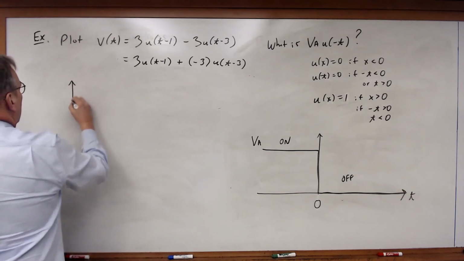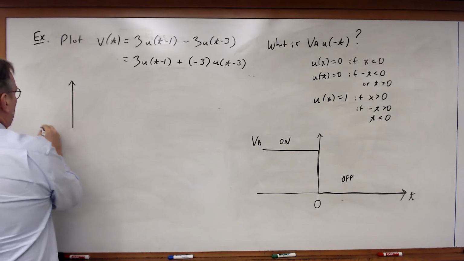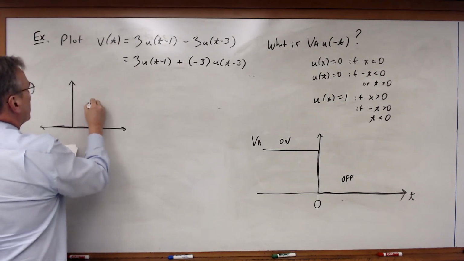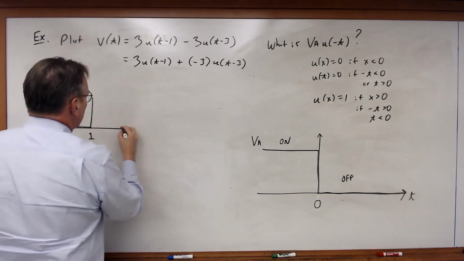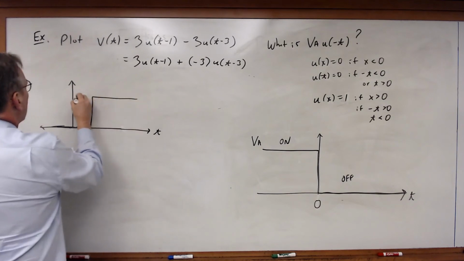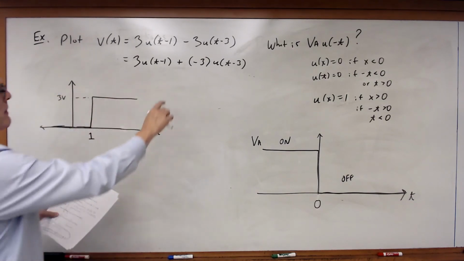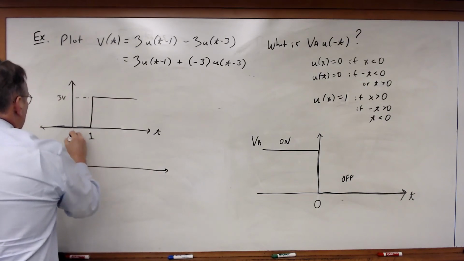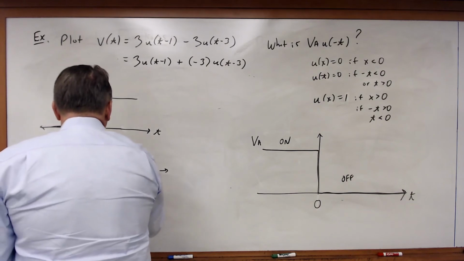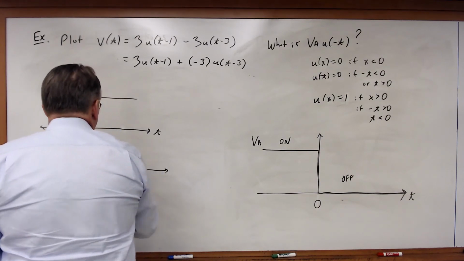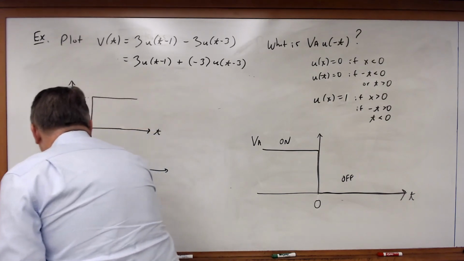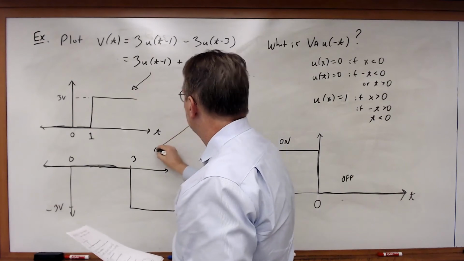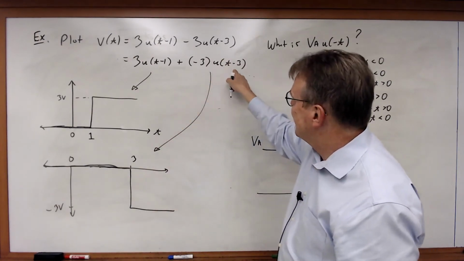And one of them is going to look like this. I've got a voltage that is off until it gets to time t equal 1 second, and then goes to a value of 3 volts. And then I've got another voltage which has a value of 0 until it gets to a value of 3 seconds, and then goes to minus 3 volts. So that's this first function, and this is the second function. All right? So here I'm scaled by -3, delayed by 3 seconds.